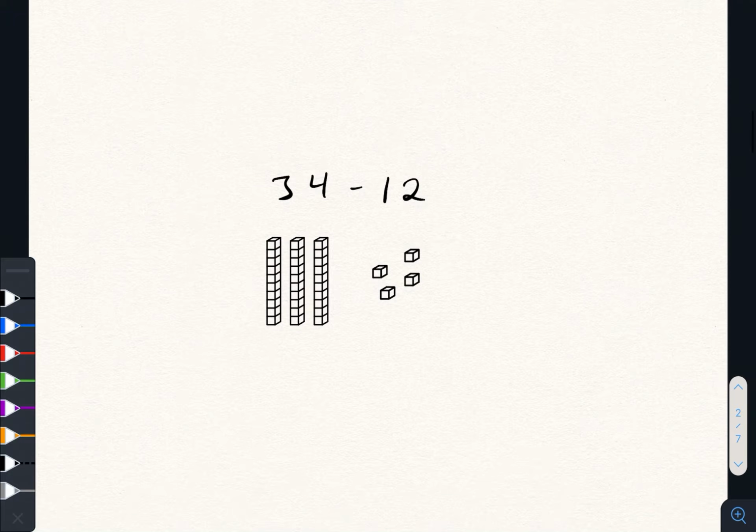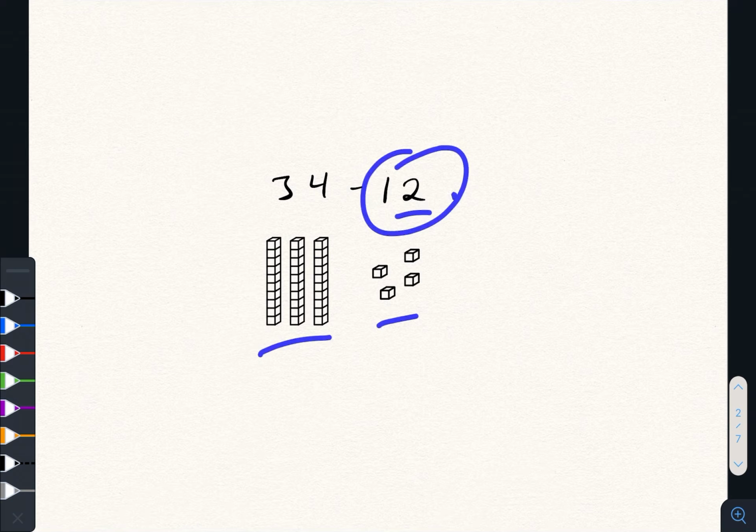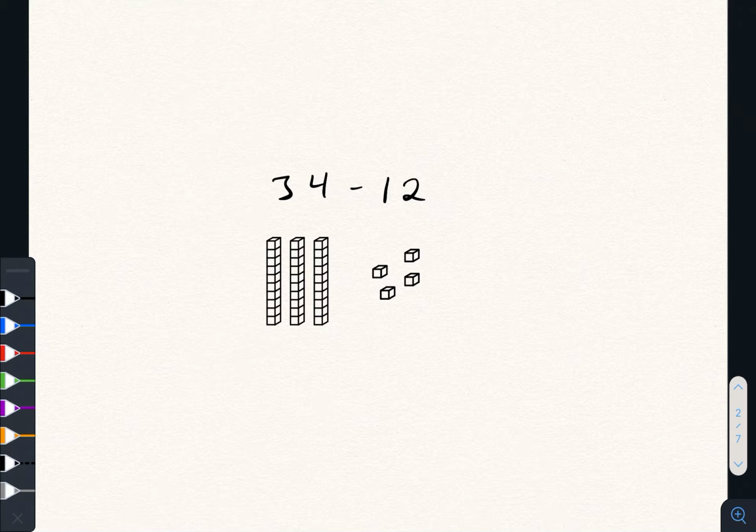All right, subtraction is very similar, except with subtraction, you don't actually want to represent both numbers with base 10 blocks. You just want to represent the number that you are starting with using your base 10 blocks, and then you need to take away some number of base 10 blocks.